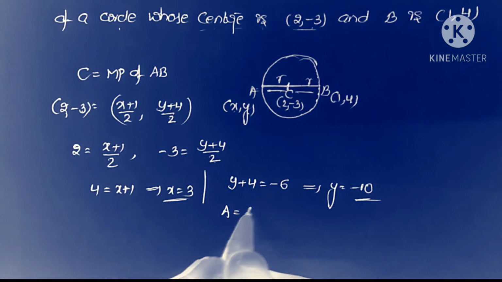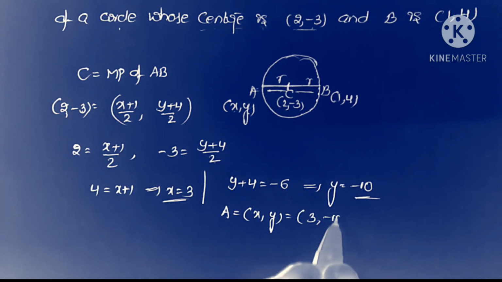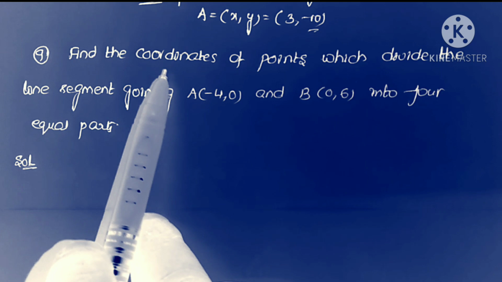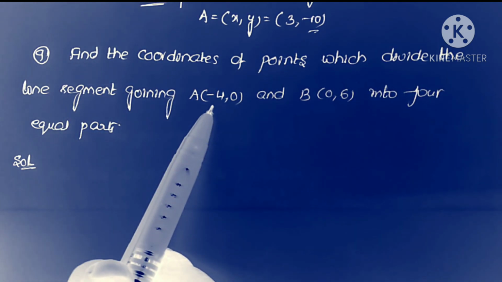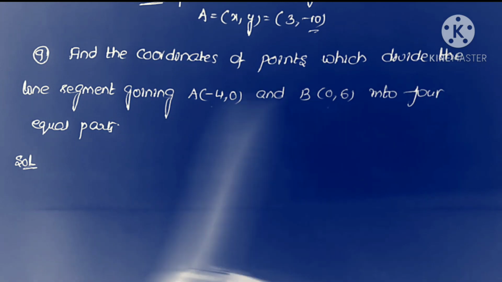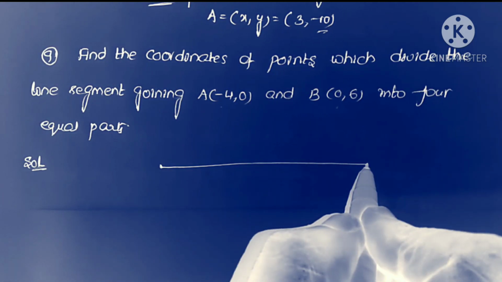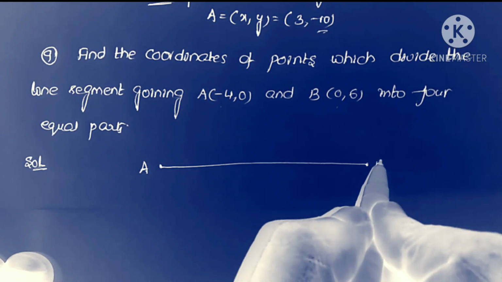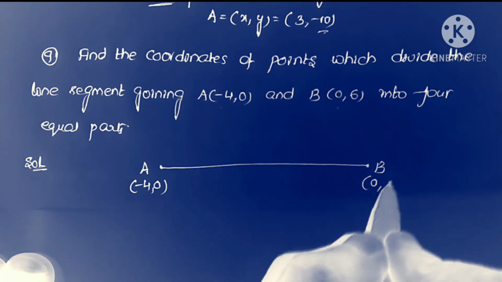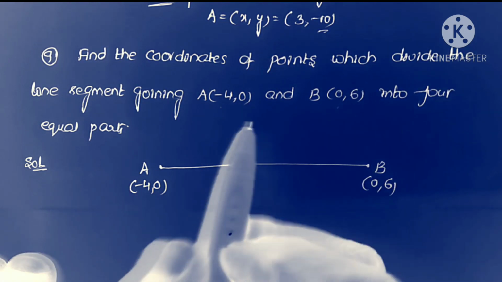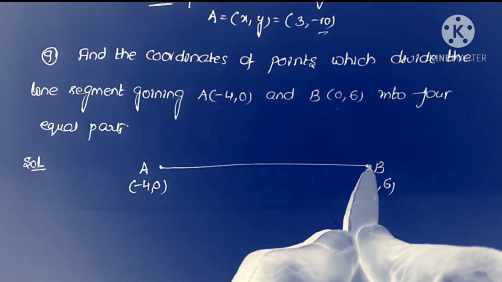Coordinates of A are x comma y. So what are the values? 3 comma minus 10. That's all. Next problem, find the coordinates of the points which divide the line segment joining minus 4 comma 0 and 0 comma 6 into 4 equal parts. Here one line is given that passes through the points A and B. A is minus 4 comma 0 and B is 0 comma 6. Find the coordinates of the points which divide this line segment into 4 equal parts.